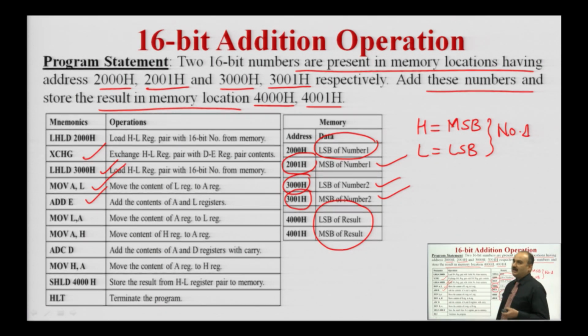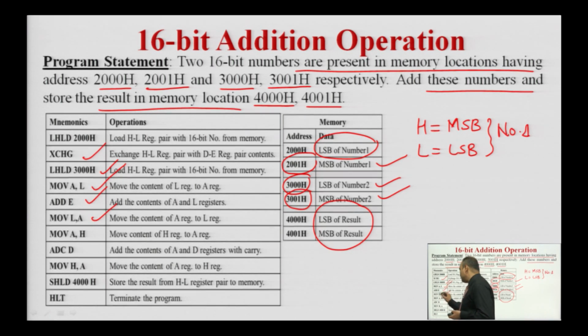So, whenever we add two 16-bit numbers, we add the LSB of number 1 with the LSB of number 2. Then after the addition, this result will be stored back into the accumulator, and from the accumulator we copy this number into the L register. So, here after the execution of MOV L, A, the content of A register is copied into the L register. Then we use instruction MOV A, H, which moves the content of H register into the A register, and with the help of ADC D instruction we add the content of A and D register with the carry.